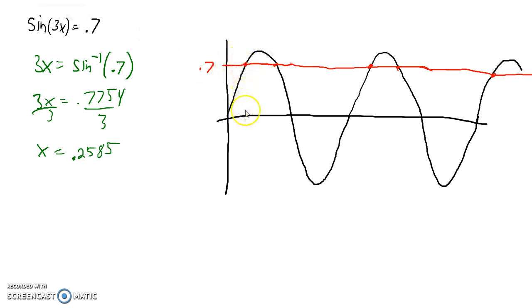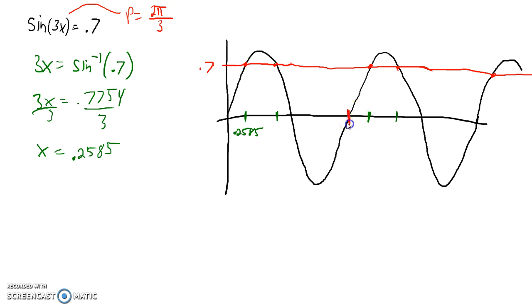And this one here is our 0.2585. All right, so then we're looking for this one, and this one, and this one. So we need to figure out what symmetries we can use here, but we also need to be thinking about the period of this function. So let's take a look here. The period of this function is 2 pi over b, so 2 pi over 3.